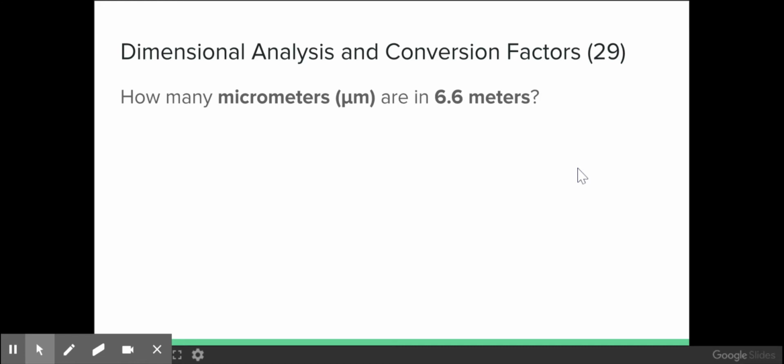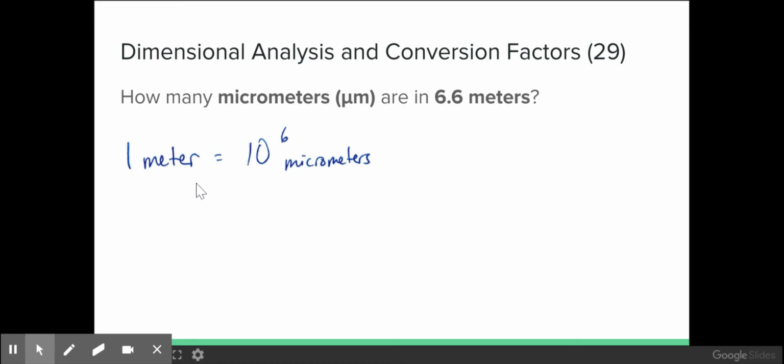Now, the first thing that I always do when I'm doing a conversion factor type problem is I come up with an equivalence statement. Now, what is the purpose of that equivalence statement? Well, the purpose of it is to formally say that I know that 1 meter is the same as a million, or 10 to the sixth, micrometers. Those two things are equivalent.